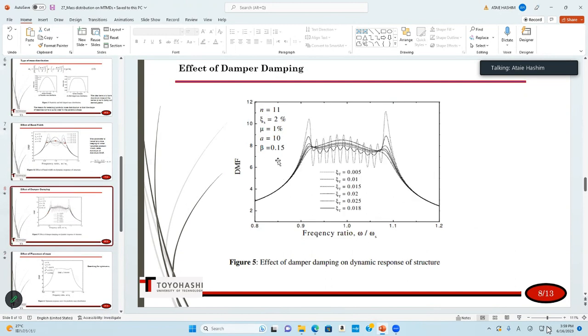So when they found this optimum value for beta, they played with the damping of the PMD, many numbers, and finally found that 1.8% is the optimum value for PMD damping. That makes the response curve very flat in the middle and brings the peak values lower.